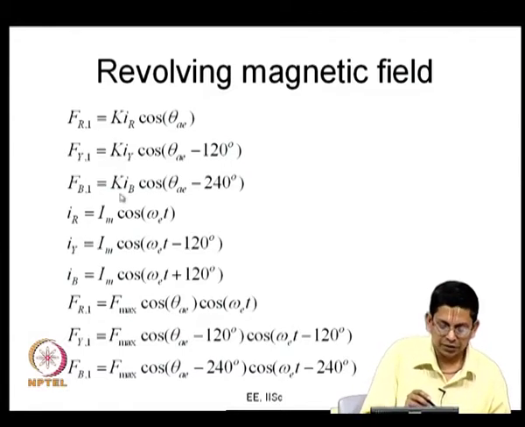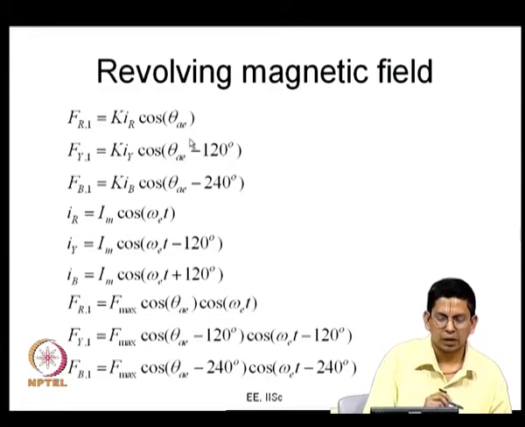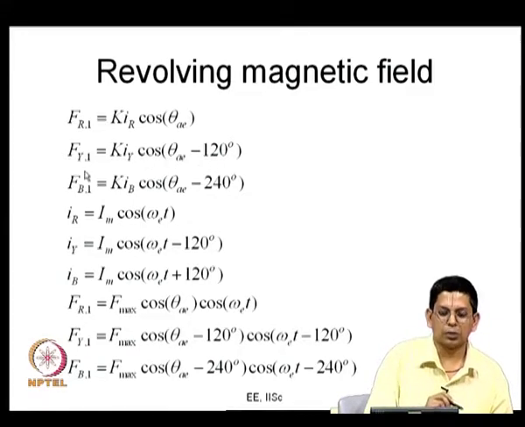How? First we had this earlier case, FR1 is K IR cos theta AE, as we had said before. Now, if you consider the Y phase axis, the MMF produced by the Y phase winding will also be proportional to the Y phase current. So, it is K IY, and cosine of theta AE minus 120, because the Y phase itself is at an angle 120 degrees from the R phase, and theta AE is measured from the R phase axis. So, FY1 will be proportional to cos of theta AE minus 120.